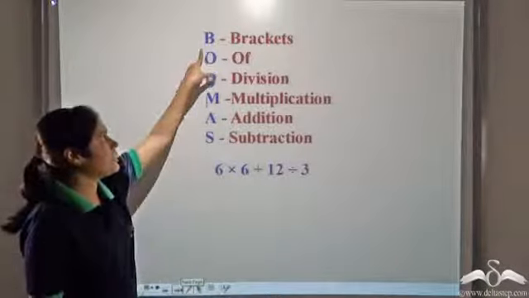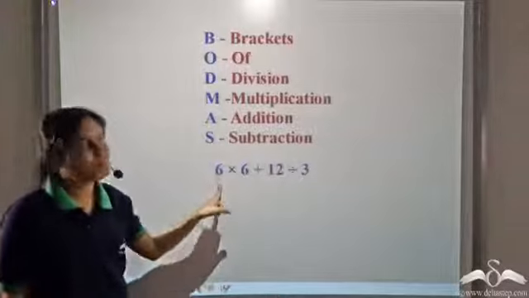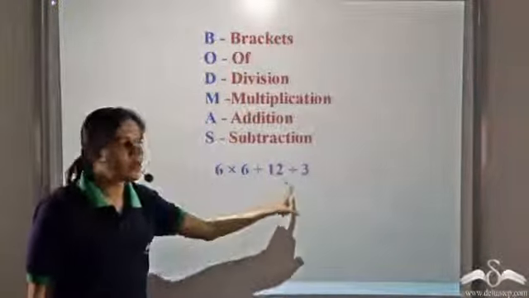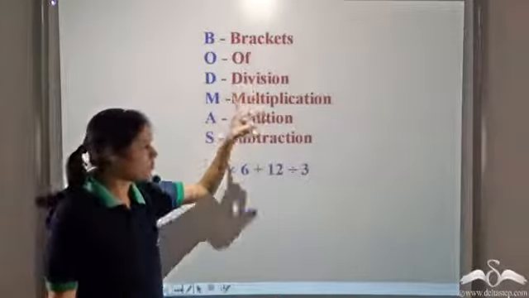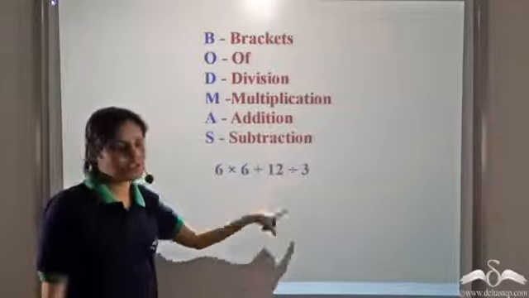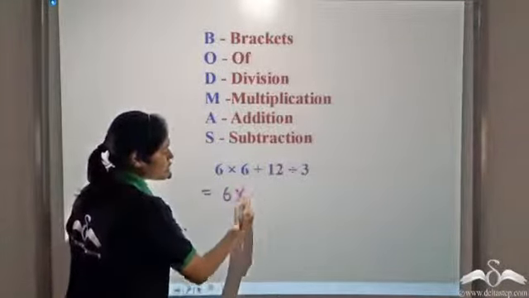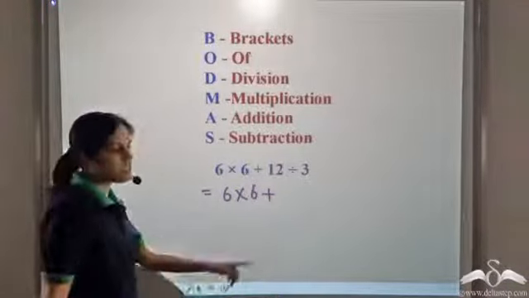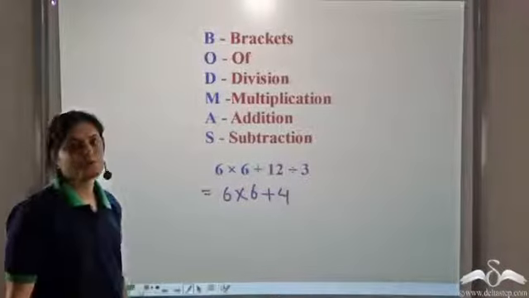So B stands for bracket. Do we have any bracket here? No. O stands for of. Do we have any of here? No. D stands for division. Yes, we do have a division here. So it becomes 6 into 6 plus, we solve this division, which is 12 by 3, becomes 4.